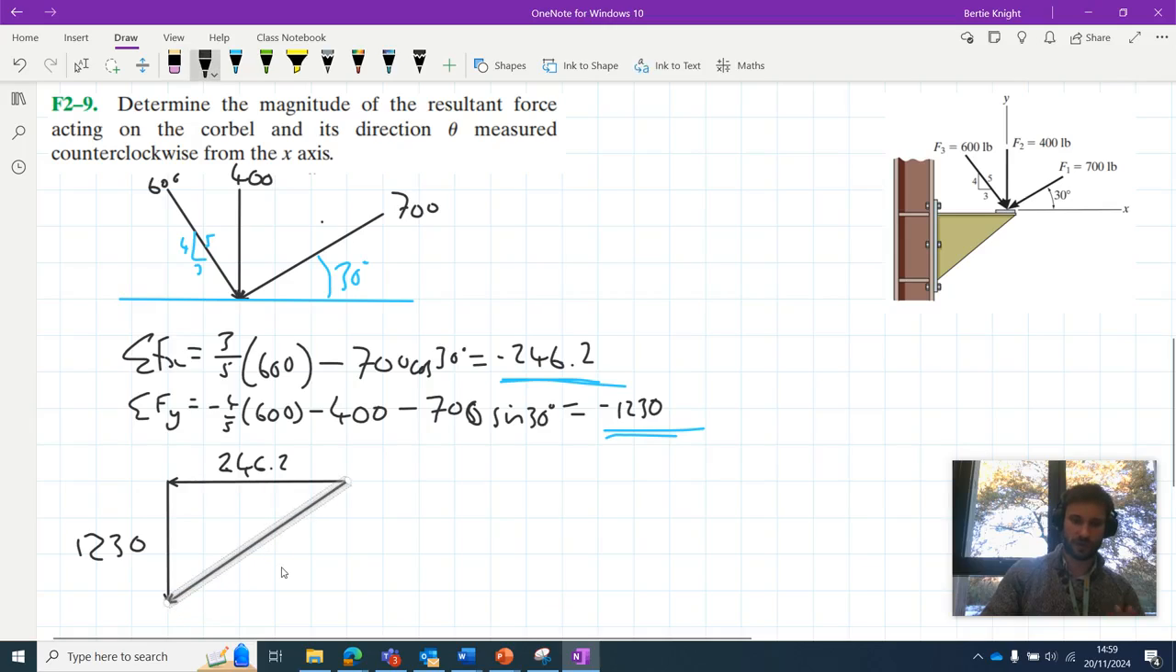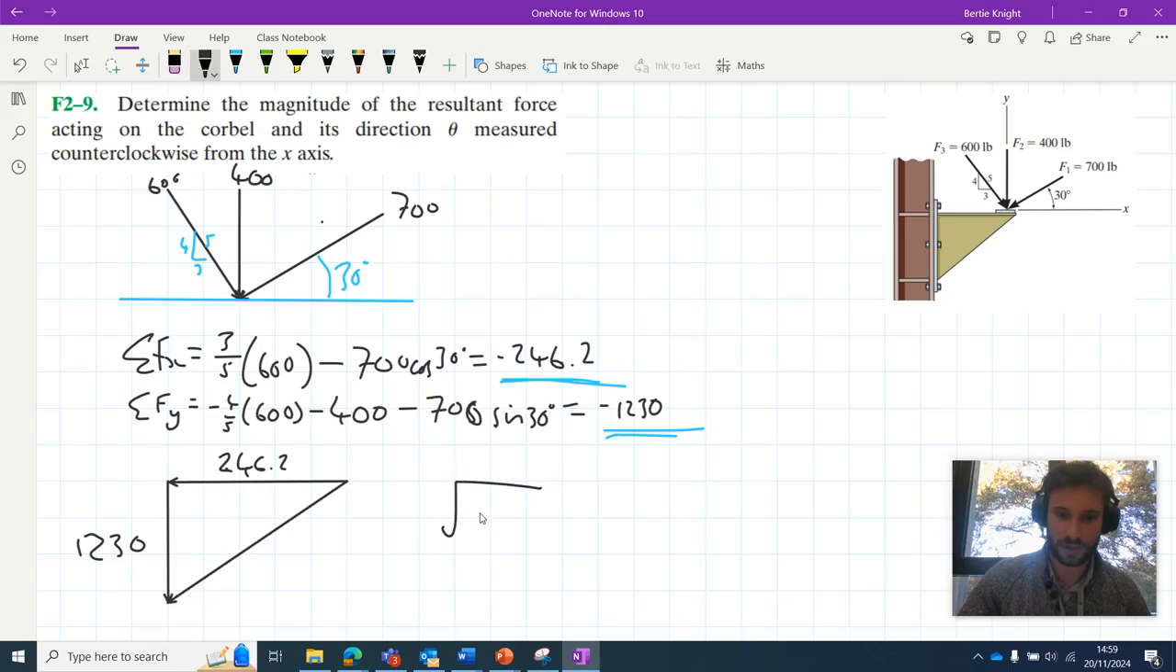So we then want to determine this magnitude here. If we want to do that, we can go ahead and use Pythagoras' theorem, which would look like this. We can take the square root of 246.2 squared plus 1,230 squared, which when we put in our calculator, we find is equal to 1,254.4, which we can add to our diagram here.